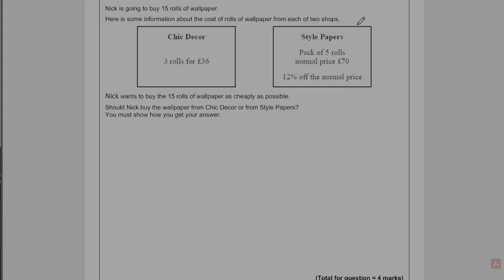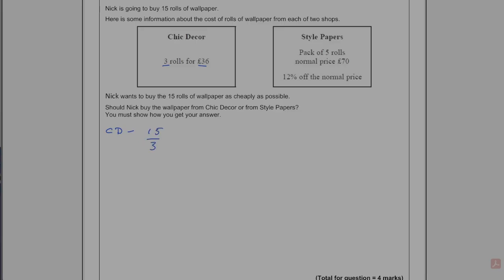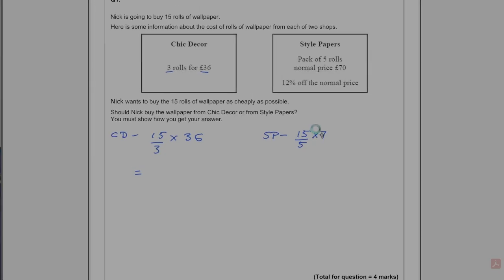So I'm going to break it into 2 sides. For Chic Decor, this deal is for 3 rolls, so I need to do 15 divided by 3. That will tell me how many of the deals I need, times by 36. And then we'll go to our calculator in a moment. For Style Papers, so I'll go SP, the deal is for 5 rolls, so I'm going to do 15 divided by 5, and I'm timesing that by 70 to find out the price.